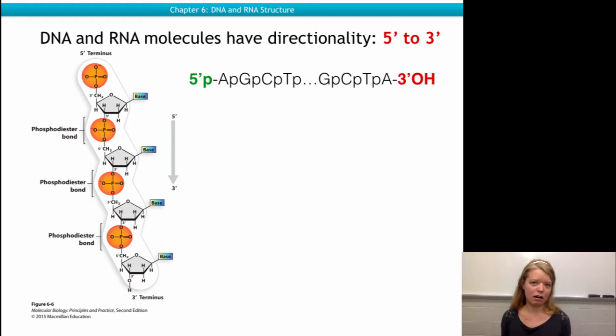Both DNA and RNA molecules have directionality, simply because if you just look at one nucleotide here, which has the phosphate, has the deoxyribose, and has the base, which hasn't been drawn on here, it has directionality. The phosphate is attached to the 5' carbon, and the other carbon of the ribose that will participate in the formation of the phosphodiester bonds that will form the DNA or the RNA molecule is the 3' carbon.